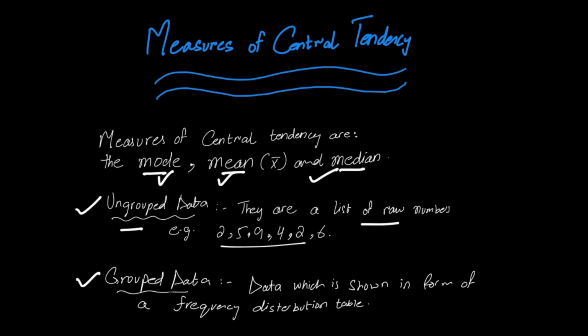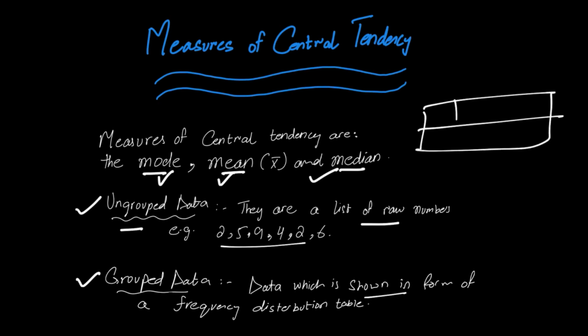Grouped data is shown in the form of a frequency table. For example, you'd have a table with x as the variable and the number of occurrences of x, for example 1, 2, 3, and then the frequency, which will be, for example, 4, 5, and 2, something like that. So this will be grouped data.